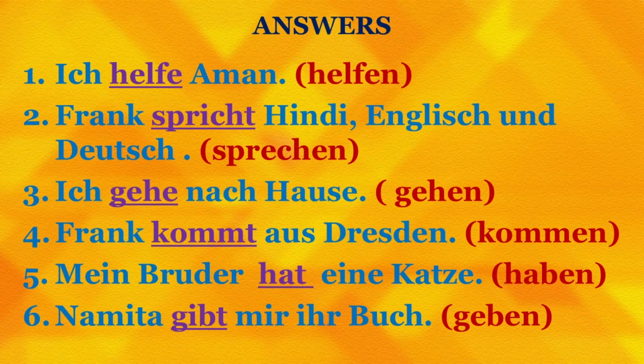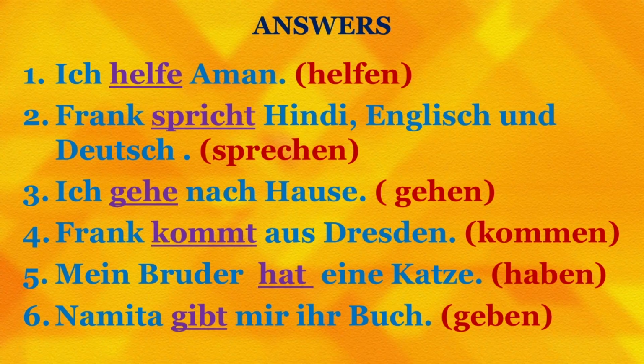Can you point out what is the subject in this sentence? It is ich, that is I. So, ich helfe Ammen, that means I help Ammen. Dear learners, ich is the subject here, and the conjugation with ich for the verb helfen is helfe. Ich helfe Ammen, that means I help Ammen.